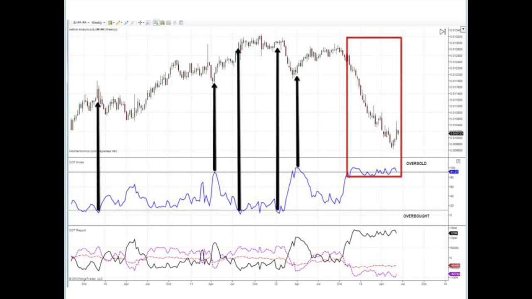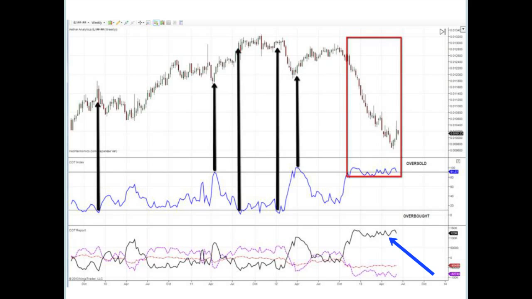To be honest, I think there's a lot of issues going on in the bond market over there, so I'm almost expecting this type of oversold commercial net positioning to persist for some time. But you can see here, this also was very good at illuminating the highs and lows using the COT index.